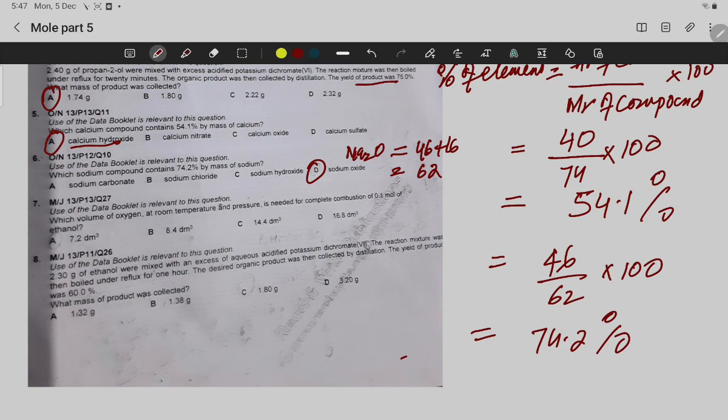Next question is, which volume of oxygen at room temperature and pressure is needed for complete combustion of 0.1 mole of ethanol? 0.1 mole of ethanol. Let's check this question.